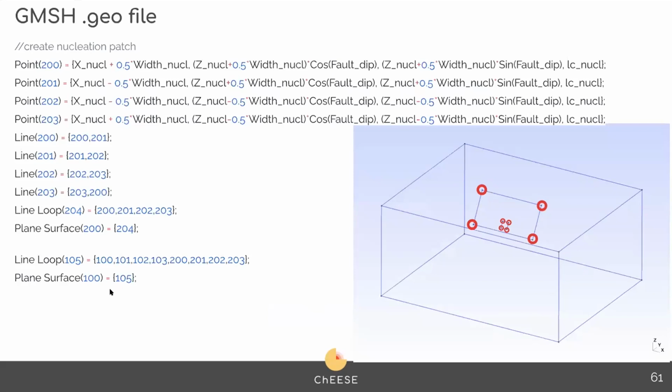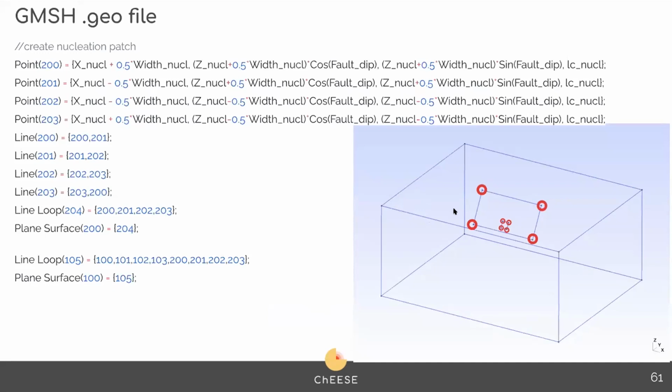We need to define the identification for each surface that has been created in this geo file. For example, we use an arbitrary number for each surface.